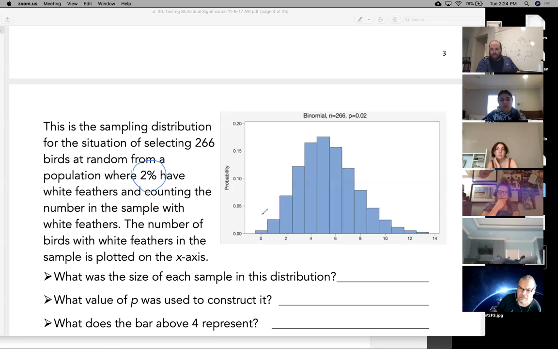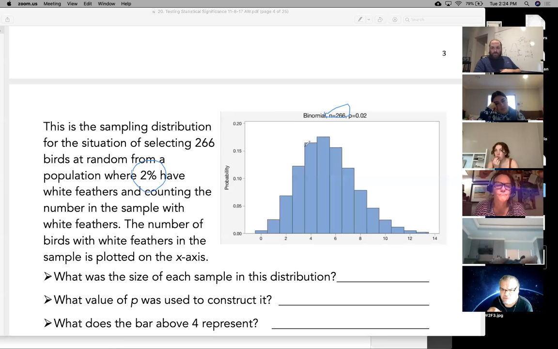The graph is wrong. Why would the graph be wrong? Because you have a different sample size. No, the samples say they're all 266. The graph doesn't show 266. Yes, it does, right here. The graphs are all 266. Every one of those samples came from 266 birds taken at a time.